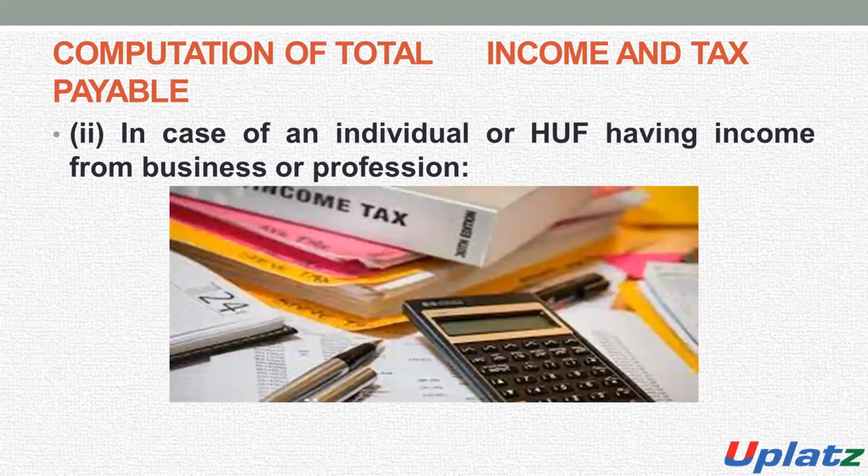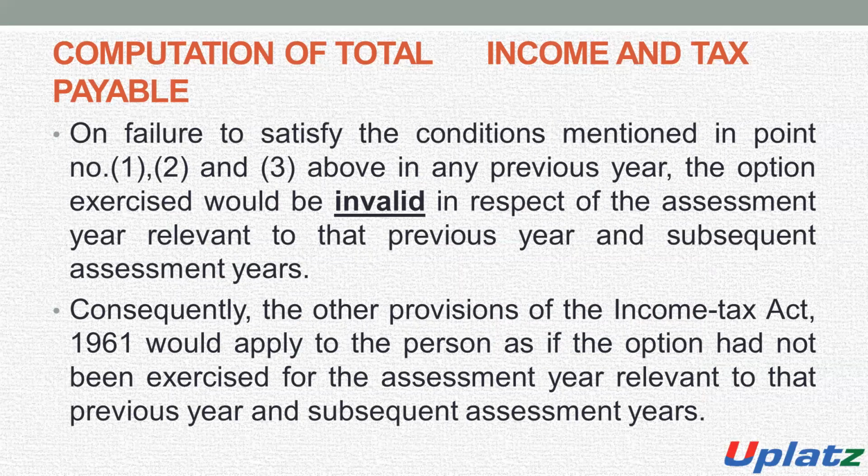In the case of an individual or HUF who has business income or profession income, if the individual or HUF fails to satisfy any of the conditions mentioned in points 1, 2 and 3 above in any of the previous years, then the option exercised by such assessee will be considered invalid. Then all the provisions of the Income Tax Act will be applicable on such person, as if the option under section 115BAC was not applied by the assessee in such relevant previous year and subsequent previous years. It will be considered that no provision was applied by the individual or HUF in this year.